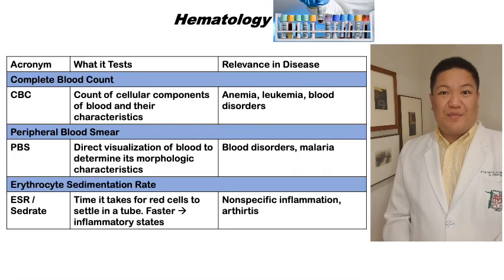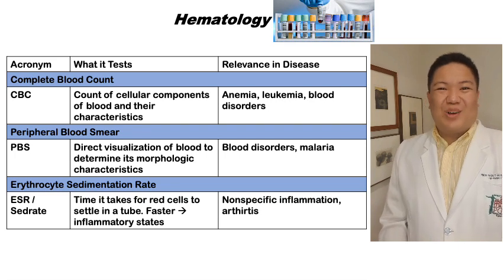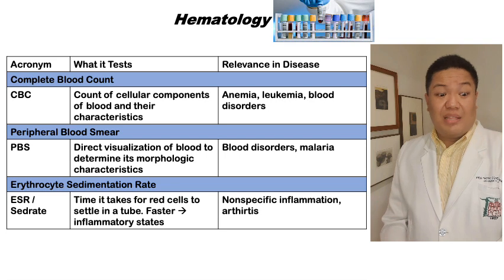Okay, now for my favorite section of the laboratory, I'm very much biased, the hematology section of the laboratory. So this is where we do our CBC, or our complete blood count. So this is where we can check for abnormalities such as anemias, leukemias, or certain other blood disorders.